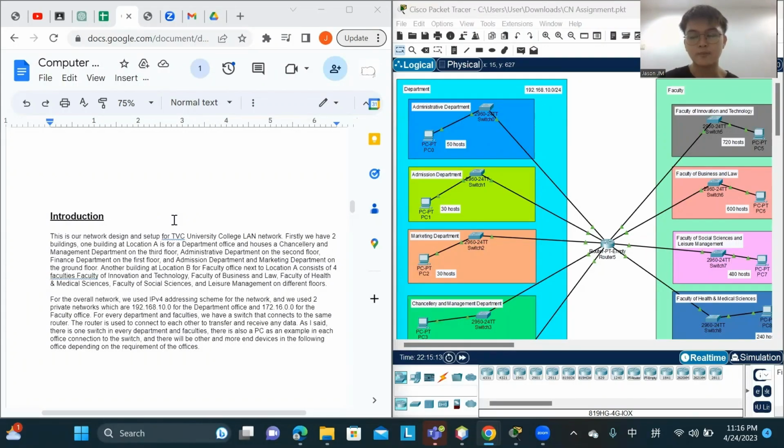I am from Diploma in Computer Science in Year 2, Sem 3, in Thai UMT. Today, I would like to share about the LAN network design for TVC University College. Let's start from the introduction.